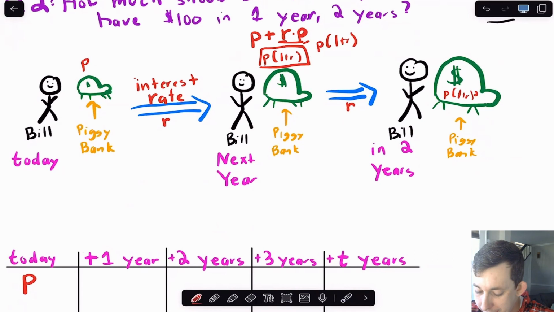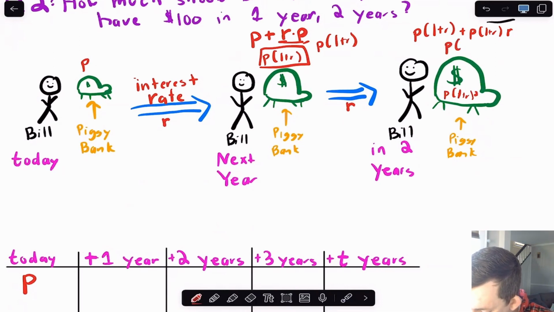Now, after another year, we're going to have P times (1 plus R) plus P times (1 plus R) times R. So now I can factor this again into P times (1 plus R) times (1 plus R), which is going to be P times (1 plus R) quantity squared, which is what you can see written in small letters in this piggy bank right here.